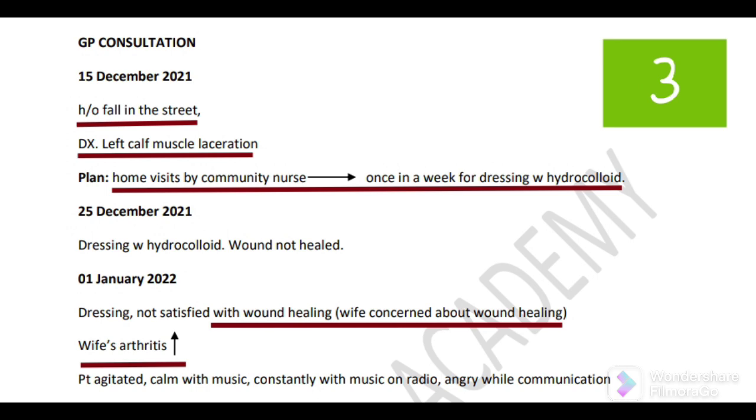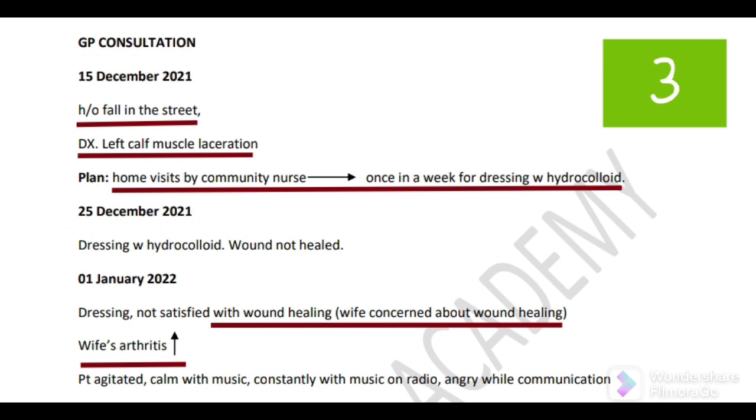It's like a scenario. We are going to start the scenario on 15 December 2021. So there is a history of a fall in the street, so he has undergone the GP consultation. You may get confused because this GP consultation has been given. The diagnosis is left calf muscle laceration. Nothing else, only laceration was there. So home visits by the community nurse have been arranged once weekly for dressing with hydrocolloid.